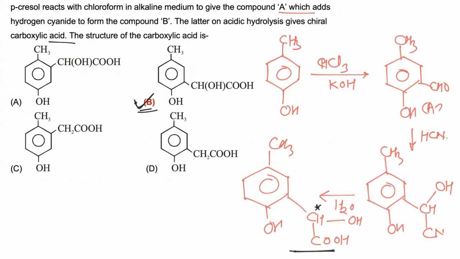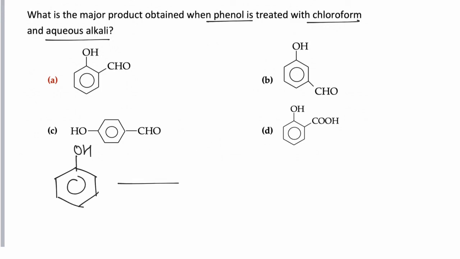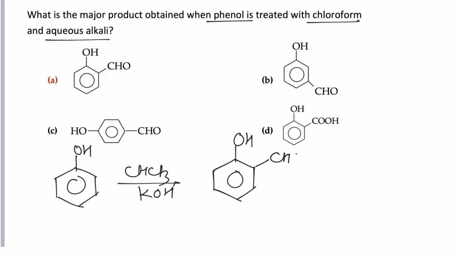In this question, we have to identify what product is obtained when phenol is treated with chloroform in the presence of aqueous KOH. So phenol on reacting with chloroform and KOH will form salicylaldehyde. Now this molecule is salicylaldehyde, and this reaction is called the Reimer-Tiemann reaction, and hence the correct answer is A.